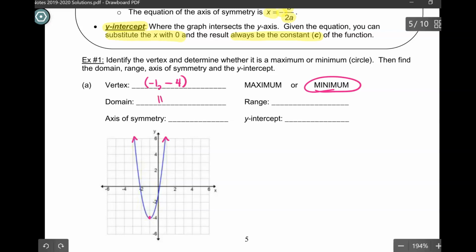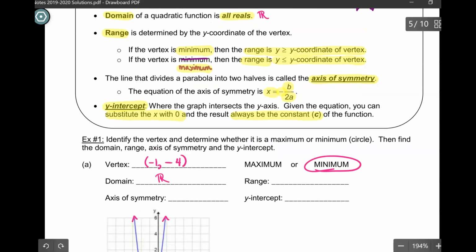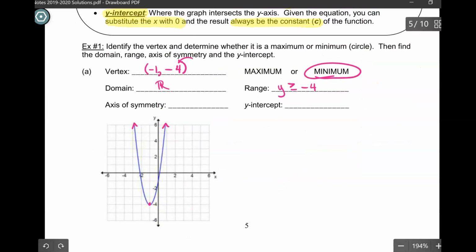Next, our domain. I said you're automatically going to put in all reals. Now the range. The range are going to be all the values. Since this was a minimum, we're going to say here y has to be greater than or equal to, what is the y-coordinate of the vertex? It's -4. So y has to be greater than or equal to -4. Basically we're looking at all the y values. Since it's pointing up, that's why it's greater than or equal to -4.